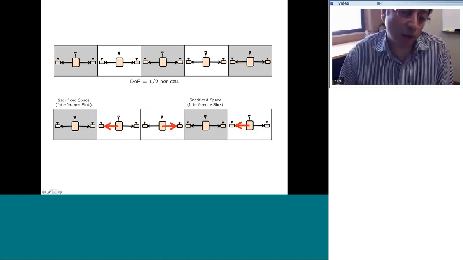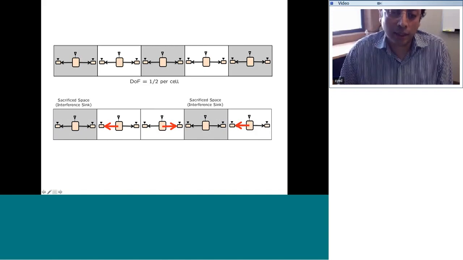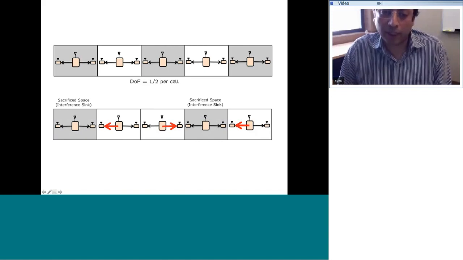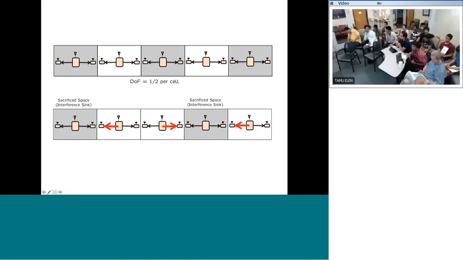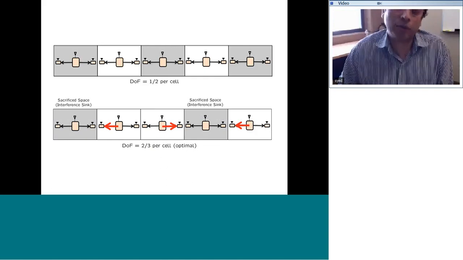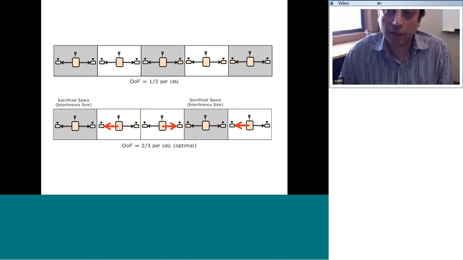He can totally see his own signal without any interference. In fact, it's an orthogonal solution in some sense. In this next cell, you're serving the user on the right. Again, there's no interference because the next cell is turned off. And you can continue this pattern. So what would be the degrees of freedom you would achieve? You would achieve 2/3 per cell, and you can prove information theoretically this is the optimal solution. And of course, you can also present this as an index coding problem, in which case this would be the capacity, 2/3 per user or per transmitter.